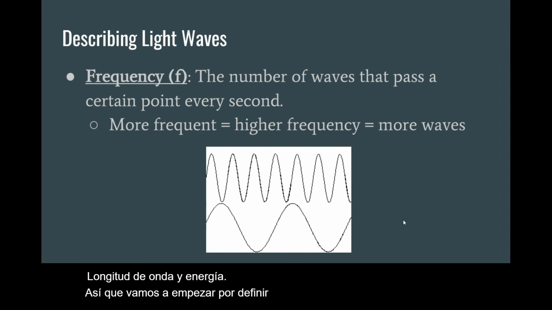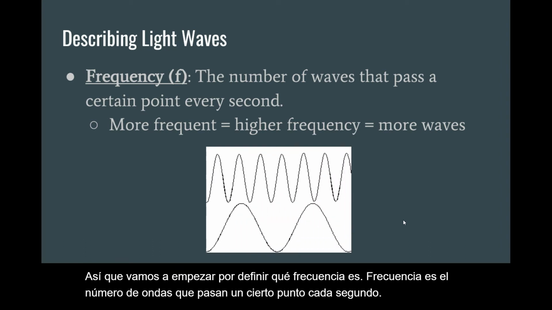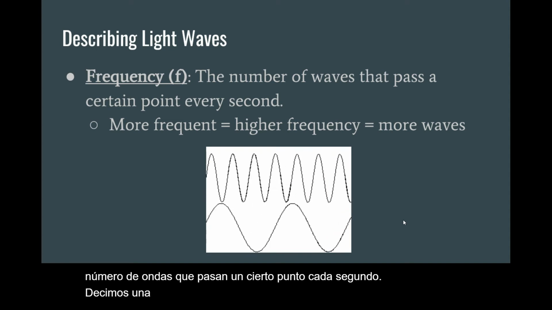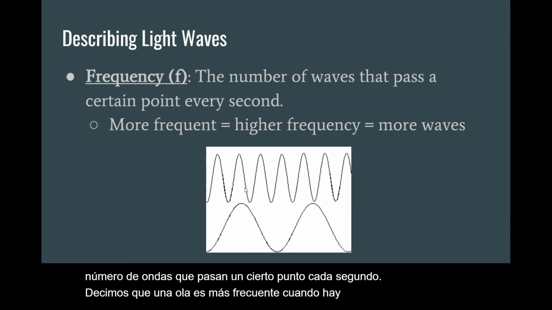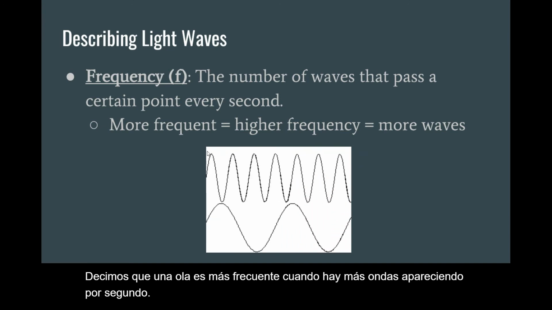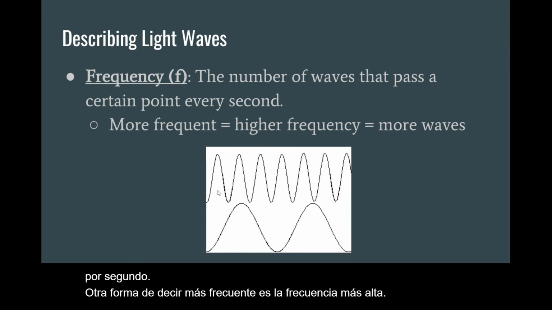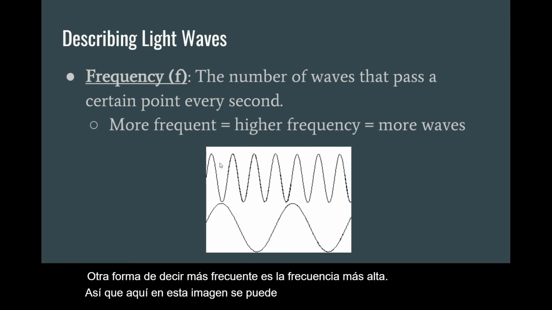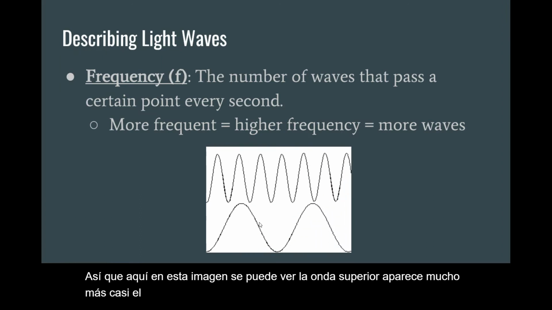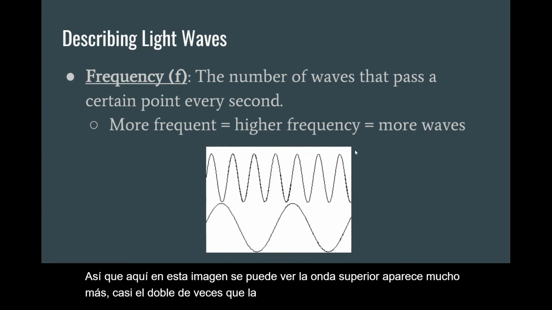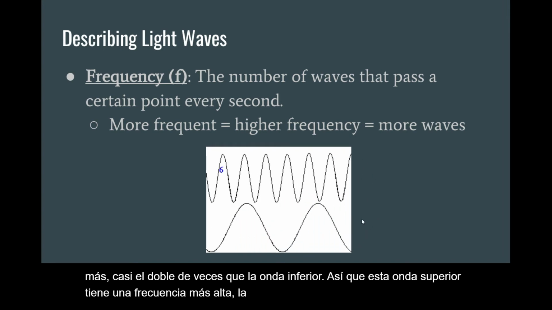Frequency is the number of waves that pass a certain point every second. We say a wave is more frequent when there are more waves showing up per second. Another way of saying more frequent is higher frequency. So here in this picture, you can see the top wave shows up a lot more, almost twice as often as the bottom wave. So this top wave has a higher frequency. The bottom wave has a lower frequency.